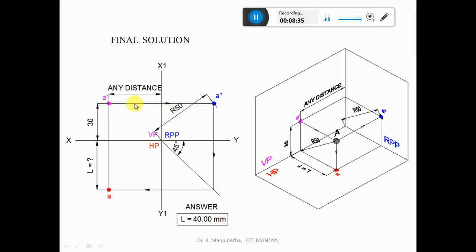From A dash to A double dash, you draw a horizontal projector from A dash, and then from A double dash draw a vertical projector to the 45 degree line, and from the 45 degree line draw a horizontal projector to the top view, and where it intersects, you get this point A. And here show the dimension of 30 mm in the front view, which is the distance above HP, and this distance will be the shortest distance. From here you measure R50, which is the radius of 50, the shortest distance. So this will be the final solution for the shortest distance in the first quadrant.